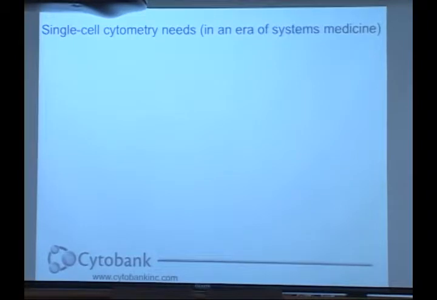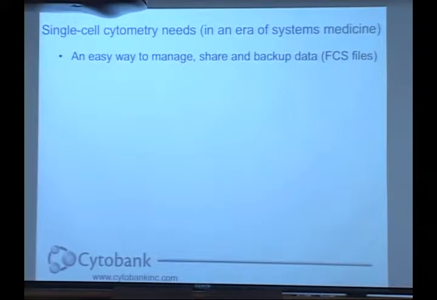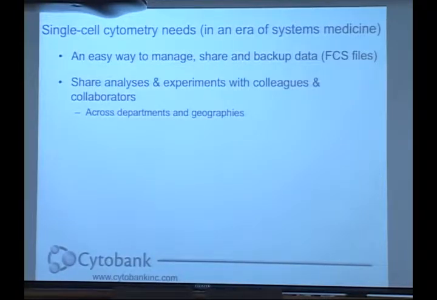And so if you think about how it affects us as researchers, what do we need in terms of single-cell cytometry research? One of them is just an easy way to back up, share and store your FCS files. The second is to share with collaborators and work together across departments or geographies.